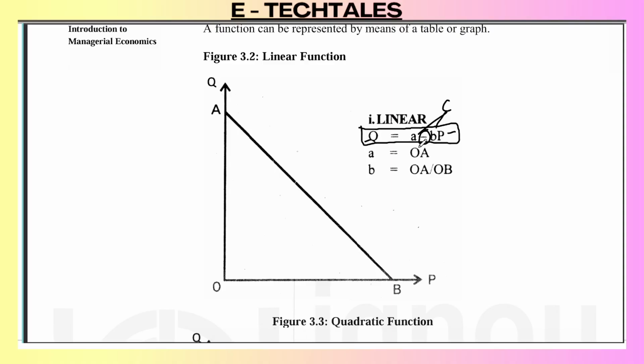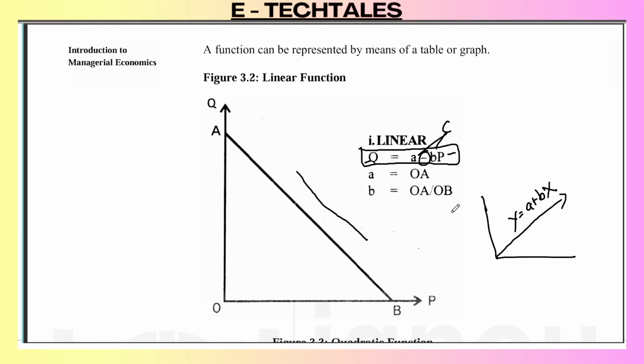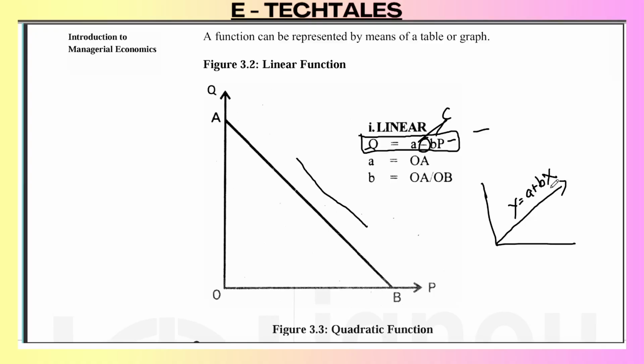The minus is because the graph is in this direction. When we studied science or commerce in 11th, 12th, we know the equation trend goes like this: y is equal to a plus bx. Remember? The trend was up, this is down, that's why it's minus. So the linear equation is represented with this: y is equal to a plus bx.